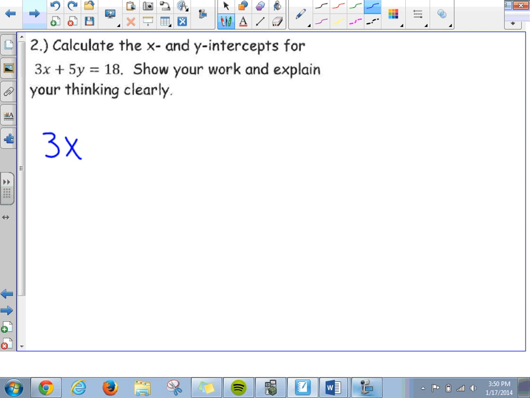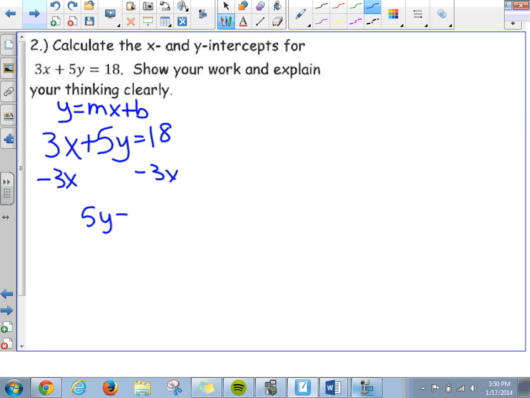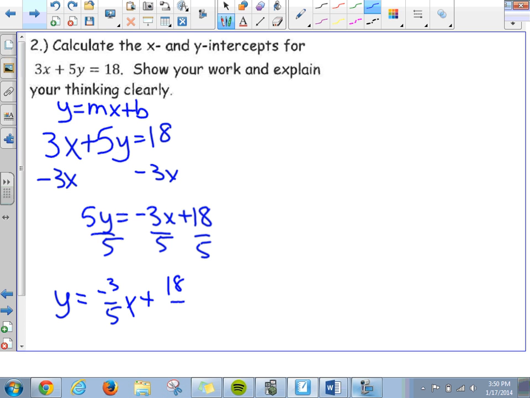So maybe one thing you can do is say, well, this would be a lot easier if it was written in our slope form, y equals mx plus b. So one strategy is to rewrite this formula, which we can do. We can subtract 3x from both sides. We've got 5y equals negative 3x plus 18. I did that to keep my x in the right spot. I'm going to divide everything by 5. And we'll get not so nice numbers, but we'll get negative 3/5 times x plus 18 over 5, which I'm just going to leave as 18 over 5.